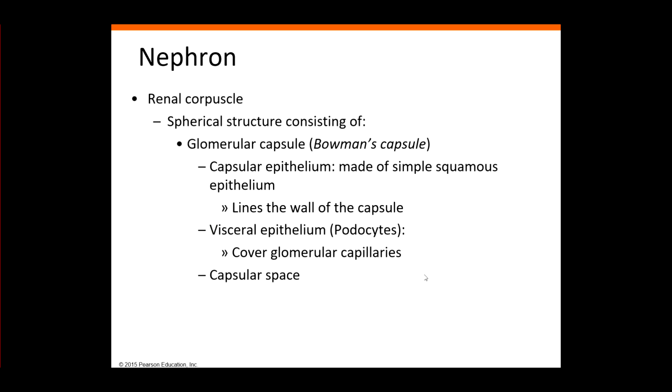Let's go back to the notes. So we're talking about the renal corpuscle. The first part of the renal corpuscle is the glomerular capsule, or the Bowman's capsule, and it consists of the capsular epithelium, which is made up of simple squamous epithelium. Like I said, you may want to add to the notes that sometimes we call it the parietal epithelium. Parietal means wall, so it would be the epithelium up against the wall. And so this is the epithelium that lines the wall of the capsule.